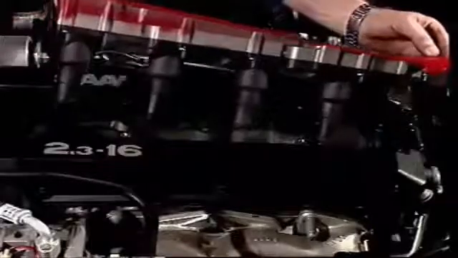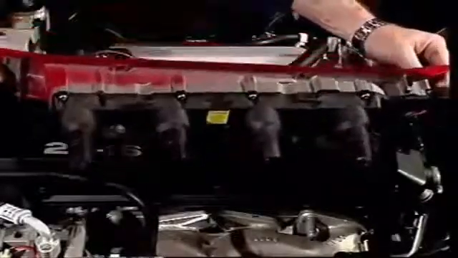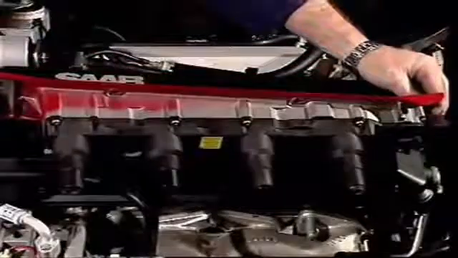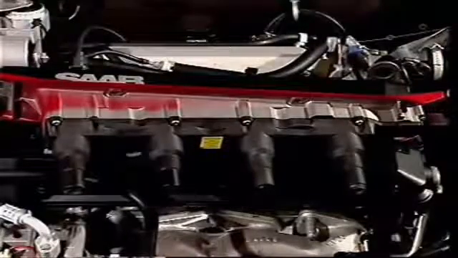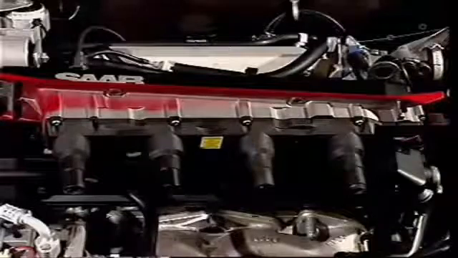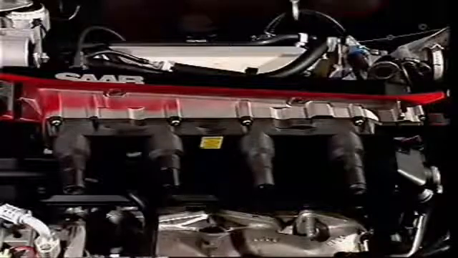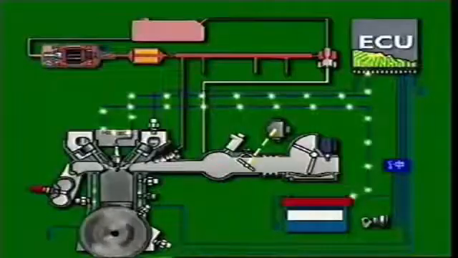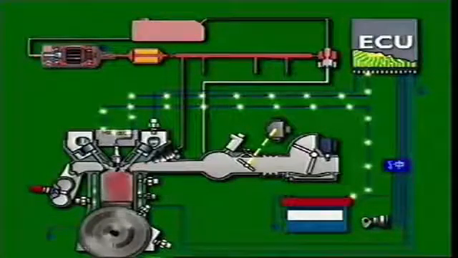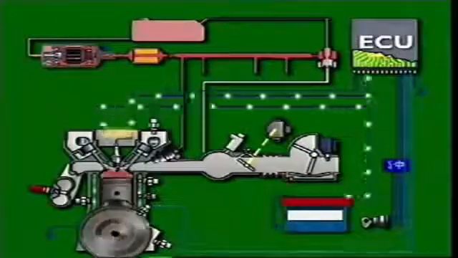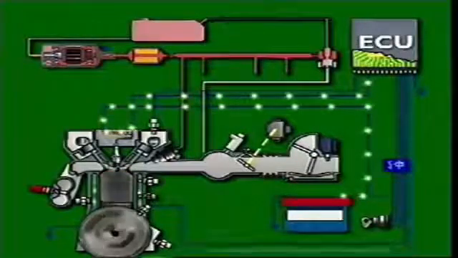In systems which employ an individual coil for each cylinder, the coils can be placed in an insulated cassette with each coil connected directly to its spark plug. This eliminates the necessity for high tension leads and reduces the possibility of voltage leakage. Sensor inputs to an engine management control module allow the ECM to determine ignition firing order and to set ignition timing according to operating conditions.